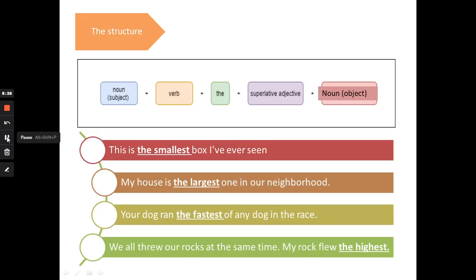My house is the largest one in our neighborhood. So you know, right, in your neighborhood you have 10 houses, but then your house is the largest one. The third sentence: your dog ran the fastest of any dog in the race. And the last one: we all threw our rocks at the same time, but then my rock flew the highest.